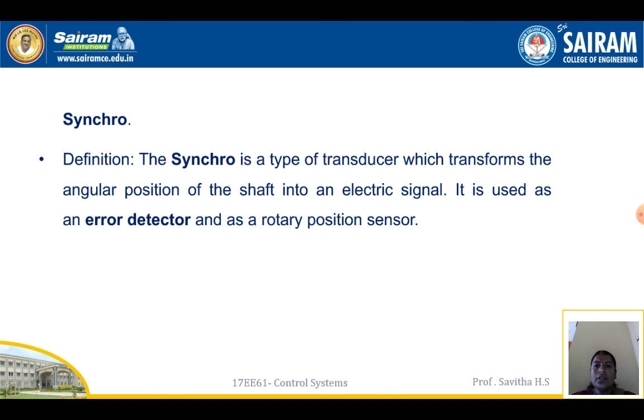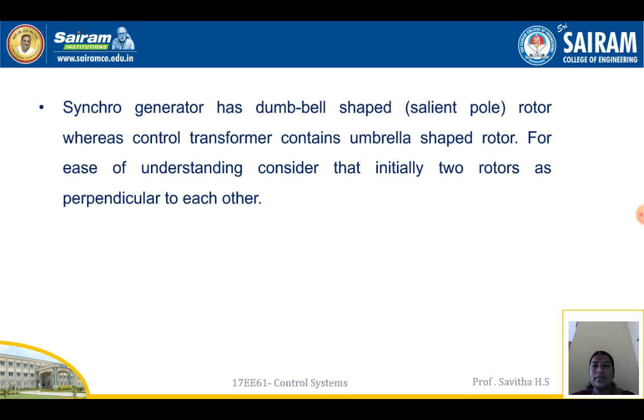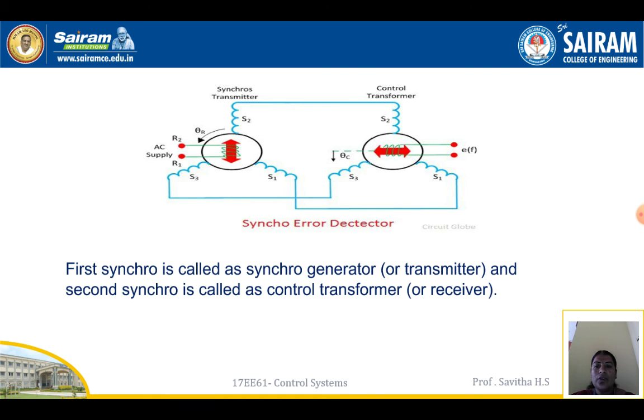Synchro. Synchro is a type of transducer which transforms the angular position of the shaft into an electrical signal. It is used as an error detector and as a rotary position sensor. Synchro generator has a dumbbell shaped rotor, whereas the control transformer contains an umbrella shaped rotor. For ease of understanding, consider that initially the two rotors are perpendicular to each other. The first synchro is called the synchro generator and the second synchro is called the control transformer.